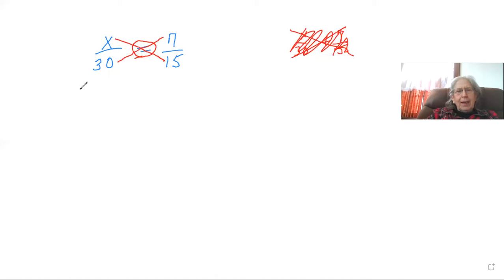So you're going to take x times 15 equals 7 times 30. Okay, much improved, right? We got rid of those nasty fractions.